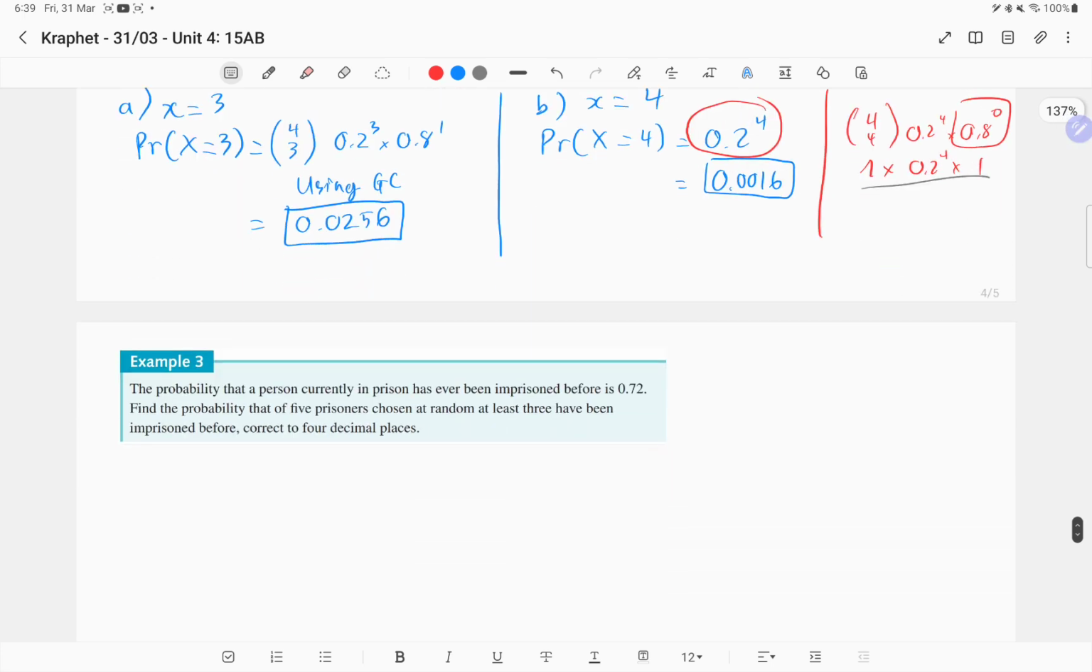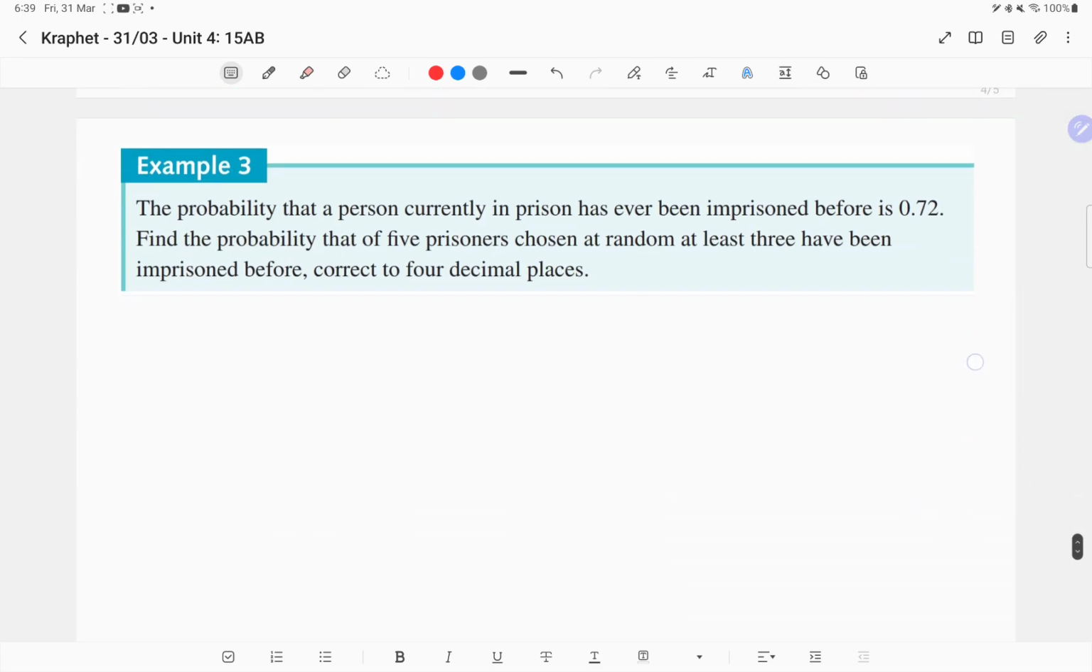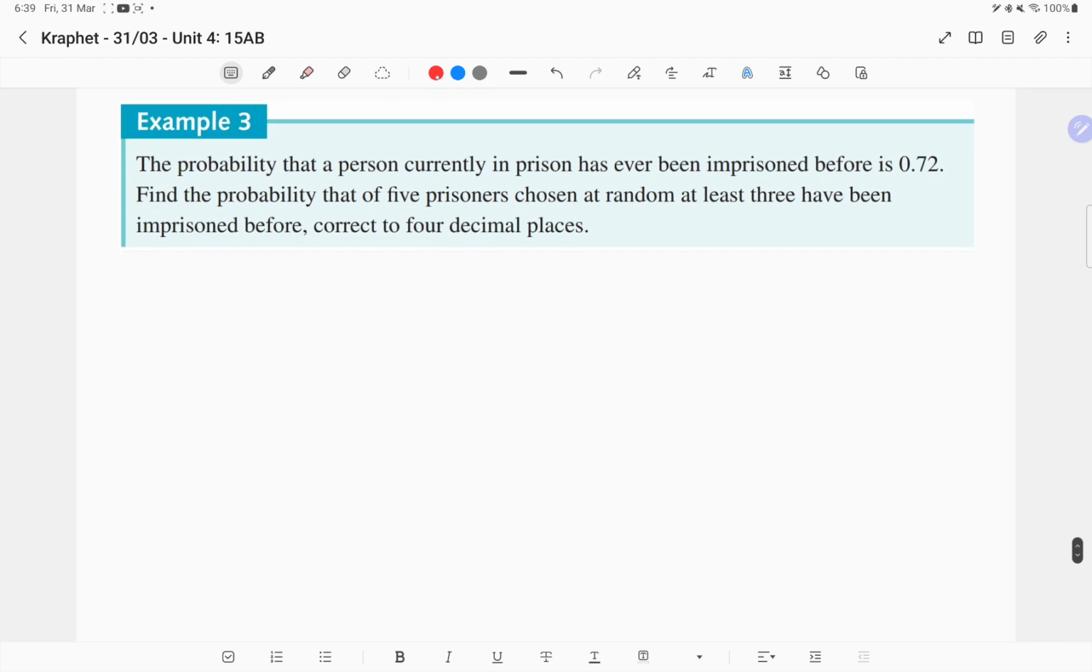Okay, so in the first half, the kind of questions that we were dealing with was like, what's the probability of getting an exact number of successes? Right. So previously, if you were talking about getting one success, it is PR x equals 1. Now this question is a little bit different.